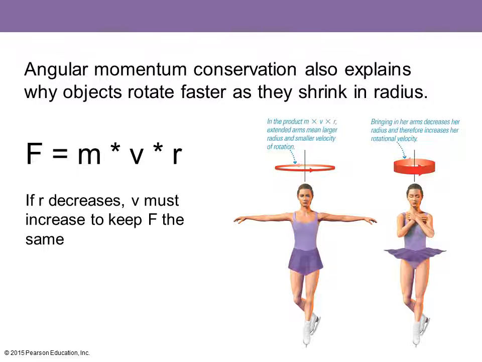There's basically three factors that give the capital letter L, or angular momentum, over there on the left. The mass of the object, the velocity of the object, and the radius. Well, look at this skater. The mass of the skater is not changing. But if the radius decreases, something has to change in order to keep the same momentum. Well, that's the velocity, v. So as the skater pulls her arms in, the speed of rotation is going to increase. That's angular momentum conservation.